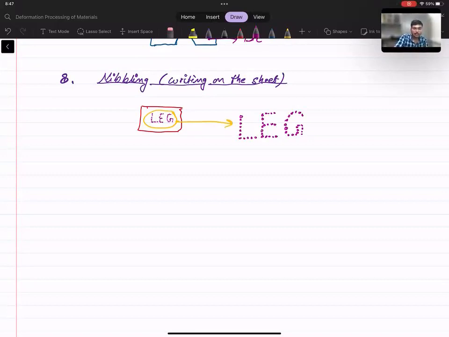These are overlapping holes. They overlap with each other and form the complete word. So these are overlapping holes. This process is known as nibbling.